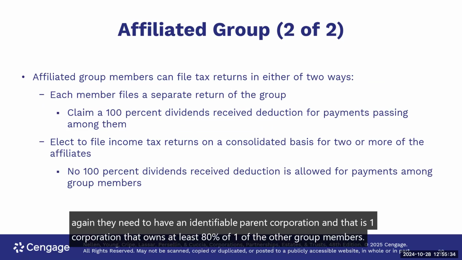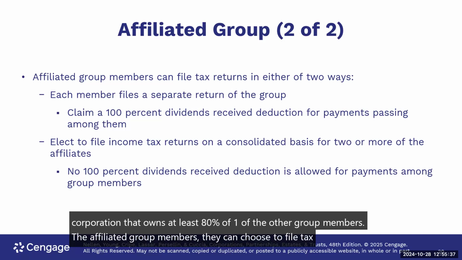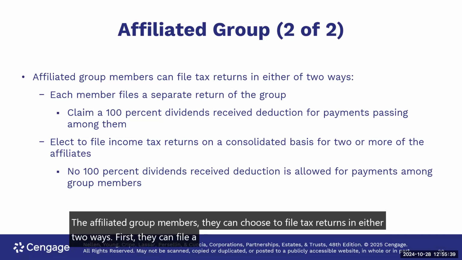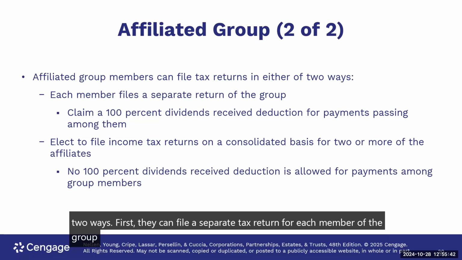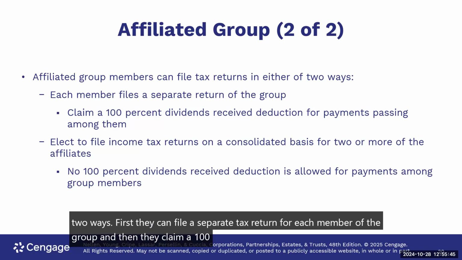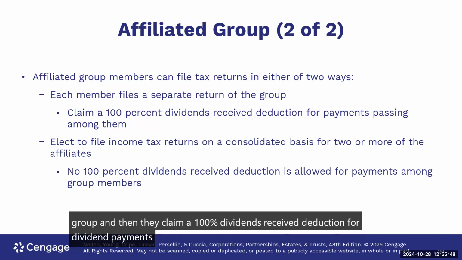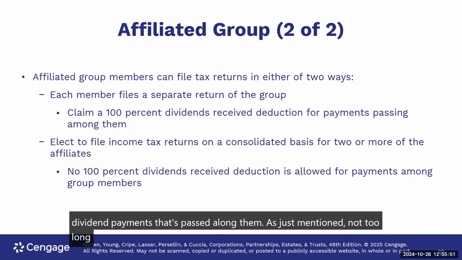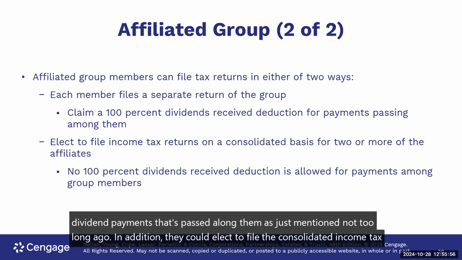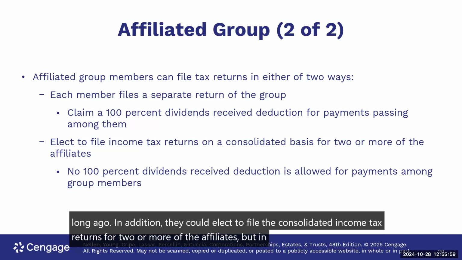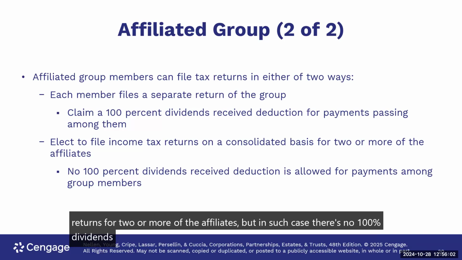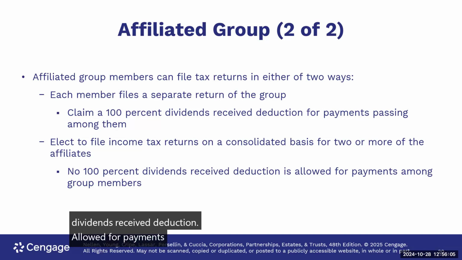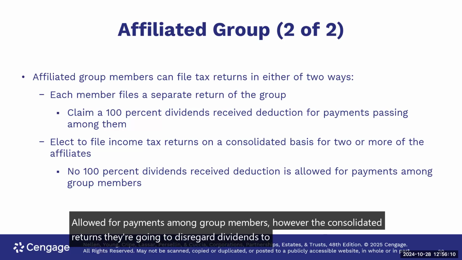The affiliated group members can choose to file tax returns in either of two ways. First, they can file a separate tax return for each member of the group, and then they claim a 100% dividends received deduction for dividend payments that are passed along to them, as just mentioned not too long ago. In addition, they can elect to file consolidated income tax returns for two or more of the affiliates. But in such case, there's no 100% dividends received deduction allowed for payments among group members. However, the consolidated returns are going to disregard dividends to the other group members. So something to keep in mind.